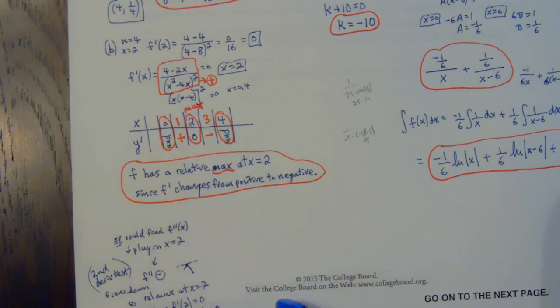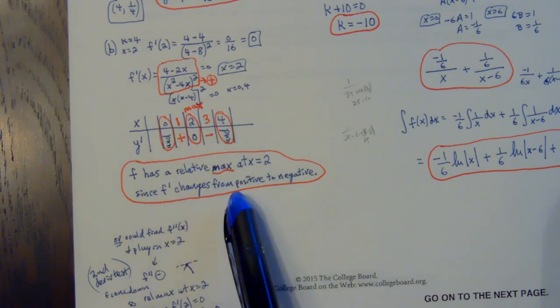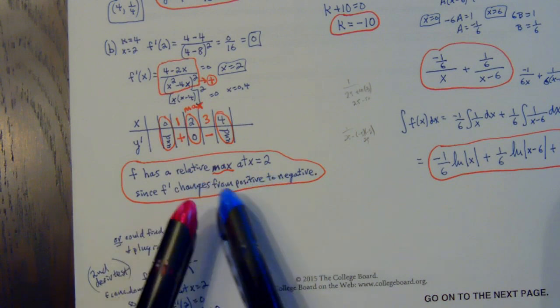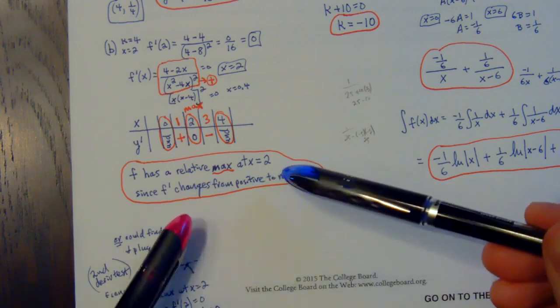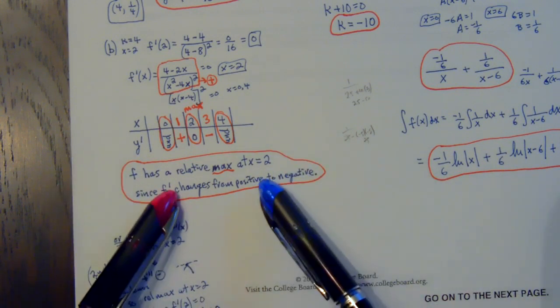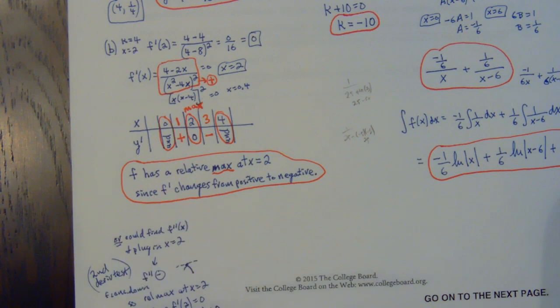So that's going to be a relative max. So you have to say this statement: f has a relative max at x equals 2, since f prime changes from positive to negative. They need to hear this. The chart is not necessary. If you can do that without the chart, fine, but you have to have this down for that proper justification.